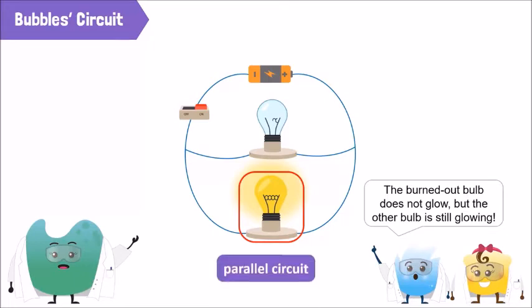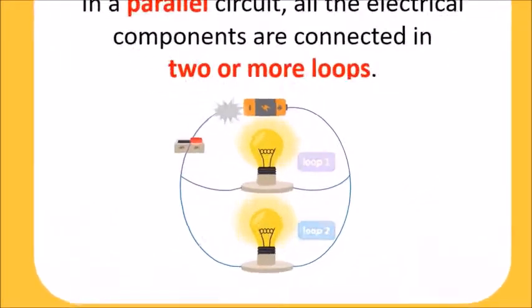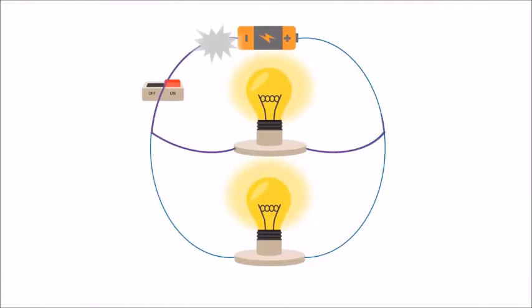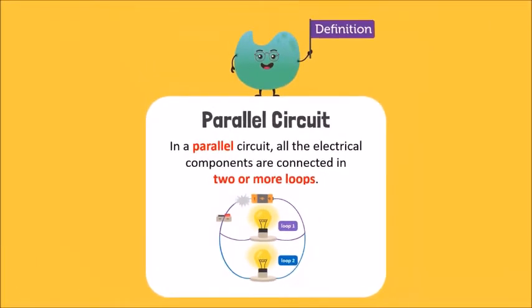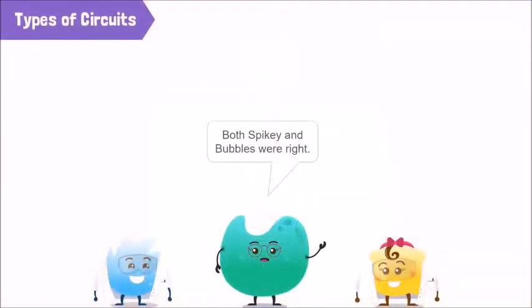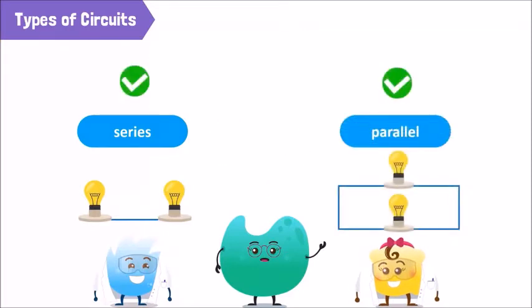This is a parallel circuit. If all the electrical components are connected in two or more loops, then it is a parallel circuit. In a parallel circuit, there is more than one path for the current to flow. Each loop is independent, so the current in one loop will not affect the current in another loop. So, now we know that both Spikey and Bubbles were right. Spikey connected the bulbs in series, whereas Bubbles connected the bulbs in parallel.